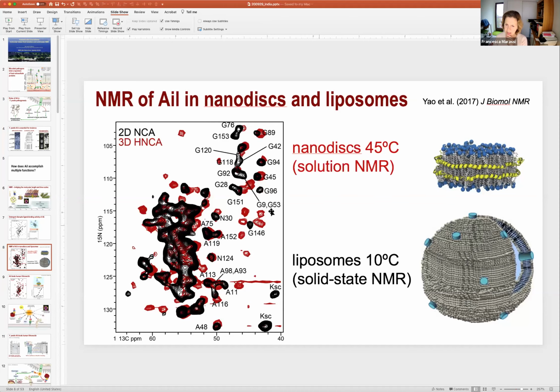So what's really nice to see in this case is if you compare the 2D slice from a 3D HNCA solution NMR spectrum taken in nanodiscs, and that's in red, with a 2D NCA solid-state NMR spectrum of the same protein in liposomes, you can see this very nice overlap of the resonances, indicating that the conformation of the protein in the two types of environment in the lipid bilayer is very, very similar. The nanodisc spectra were obtained at 45 degrees, the liposomes at 10 degrees, so you have slight differences due to temperature, but the lipid composition is the same, and the spectra really reflect that.